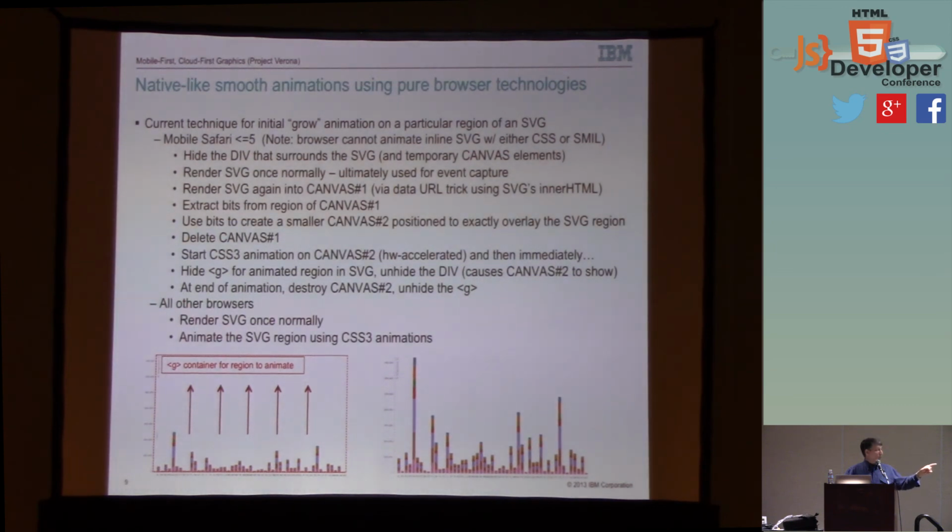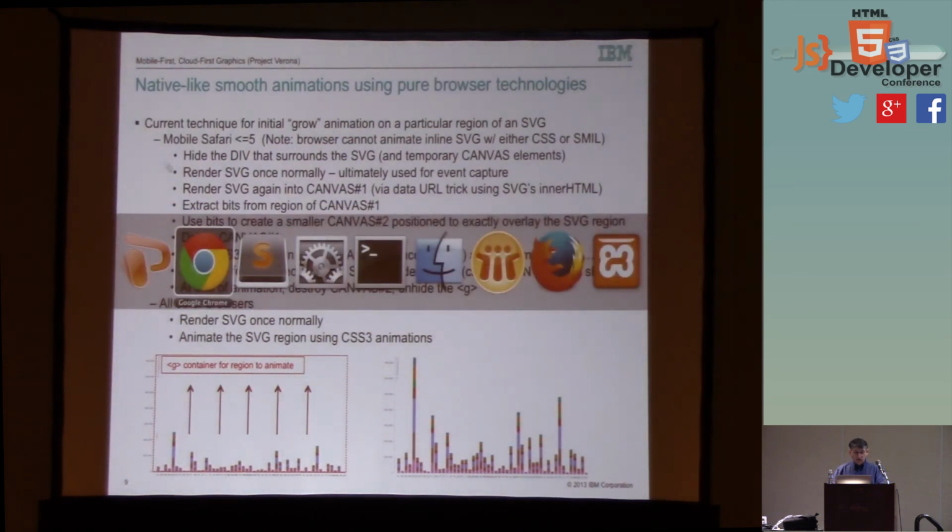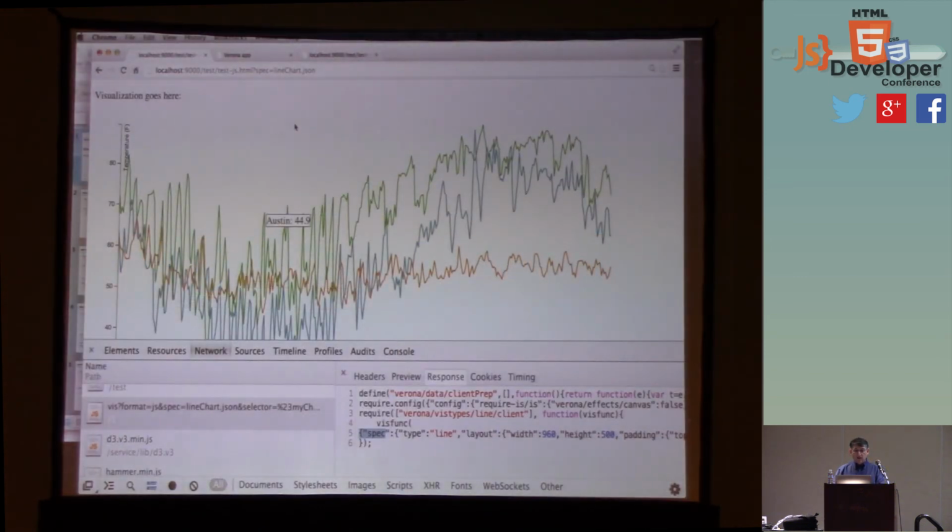So what we do here, if you look in the bottom left there, the whole picture contains the axes, and we only want to animate the plot part. So we take the region there from the canvas and we put it into a second canvas, and then we use CSS to animate that. So I'll show you that here.